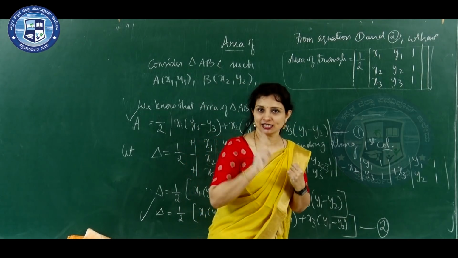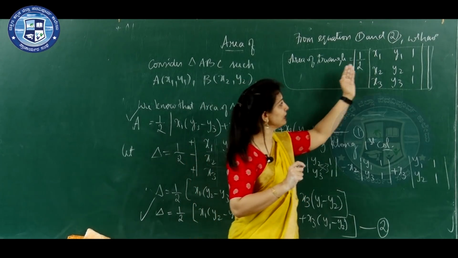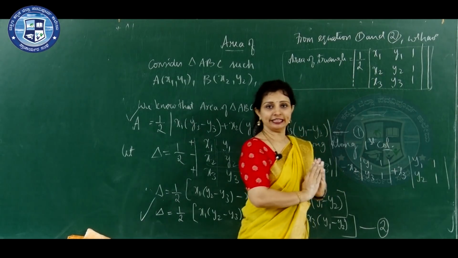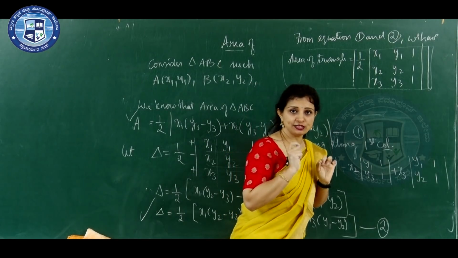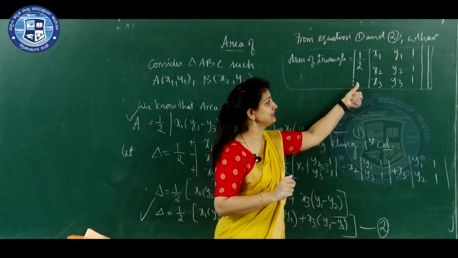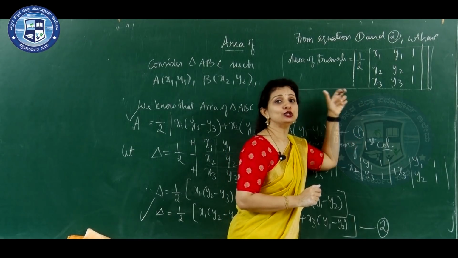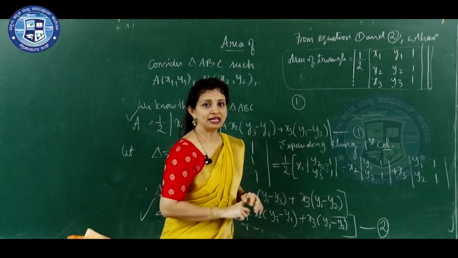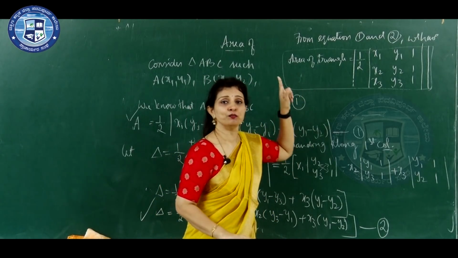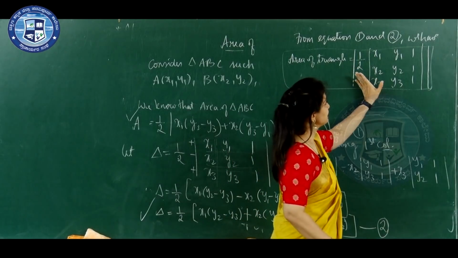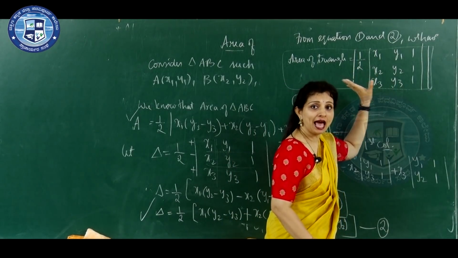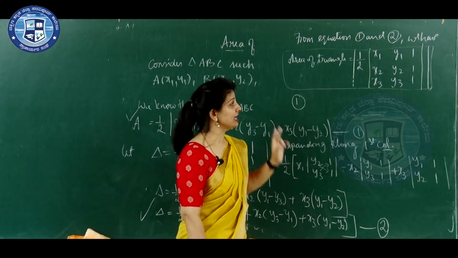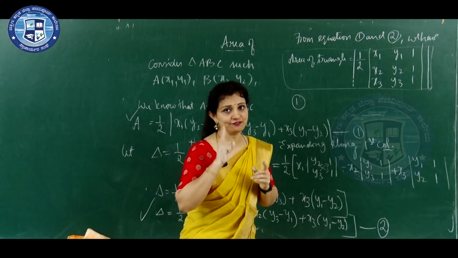Since the area of a triangle is a positive quantity, whether you get a positive value or a negative value, you have to convert it to a positive value only. The absolute value of the determinant is considered to get the area of a triangle. That is the first point. What is the first point? Since the area of a triangle is a positive quantity, always take the positive value, the absolute value of the determinant. That is the first thing.